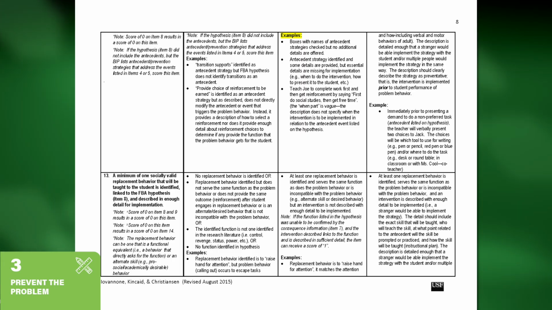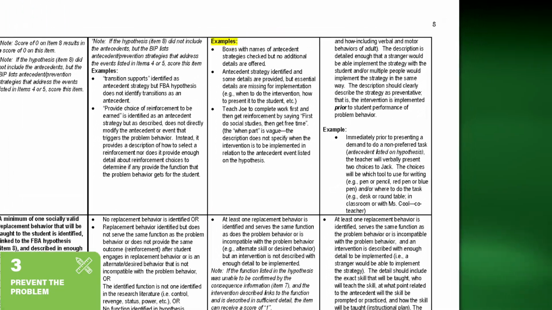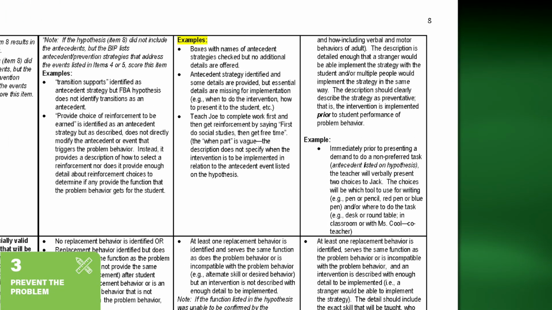The description is detailed enough that a stranger would be able to implement the strategy with the student, or multiple people would be able to implement the strategy the same way. The description should clearly describe the strategy as preventative, that is, that the intervention is implemented prior to the student performance of the problem behavior. So an example of this would be immediately prior to presenting a demand to do a non-preferred task.